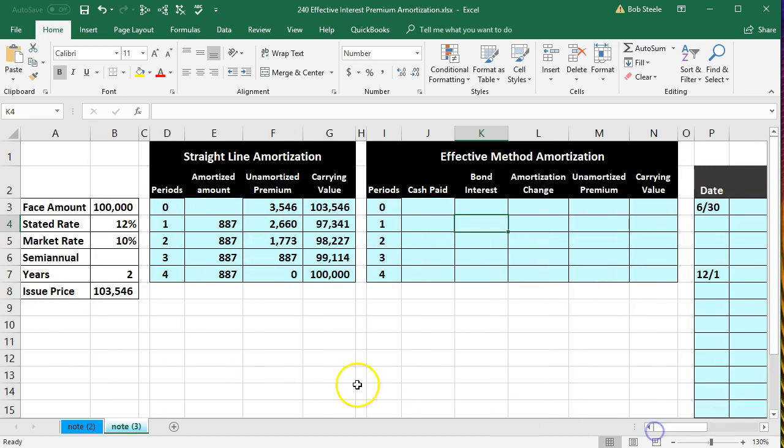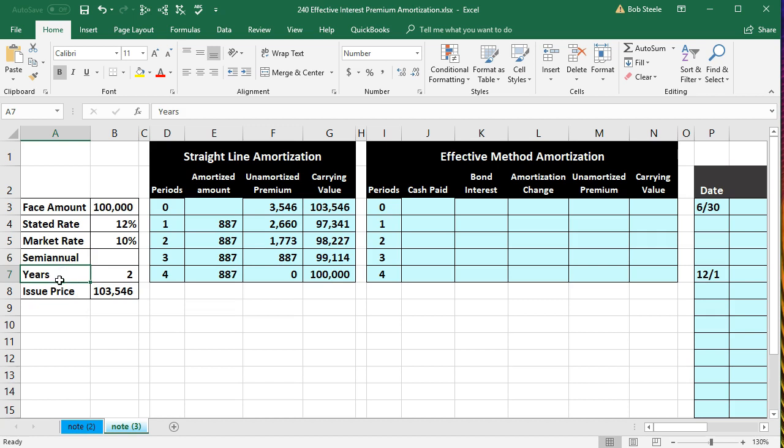So if we go back to the left here, this is going to be the information we have. Face amount of the bond, $100,000. Stated rate, the amount on the actual bond, 12%. Market rate, something less, 10%. That's why we issued that at a premium rather than a discount. And then they're semi-annual. We pay every 6 months, 2 times a year.